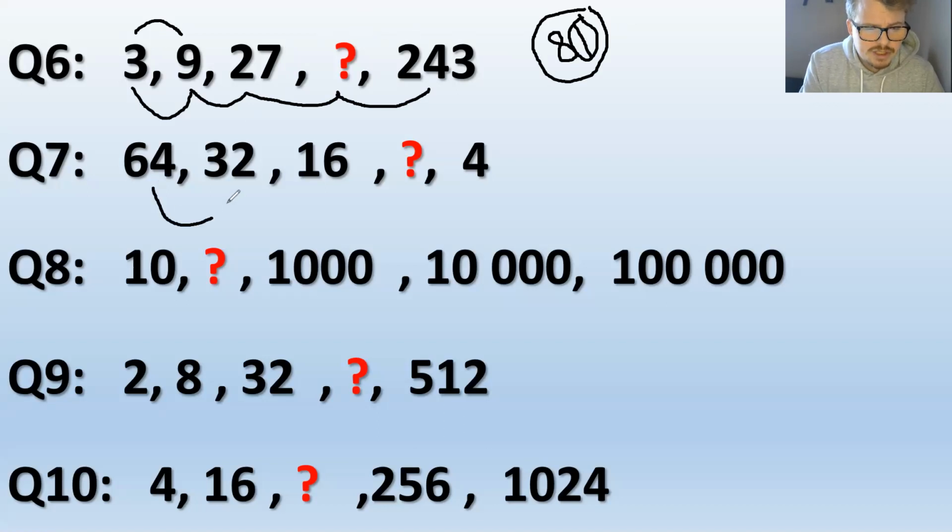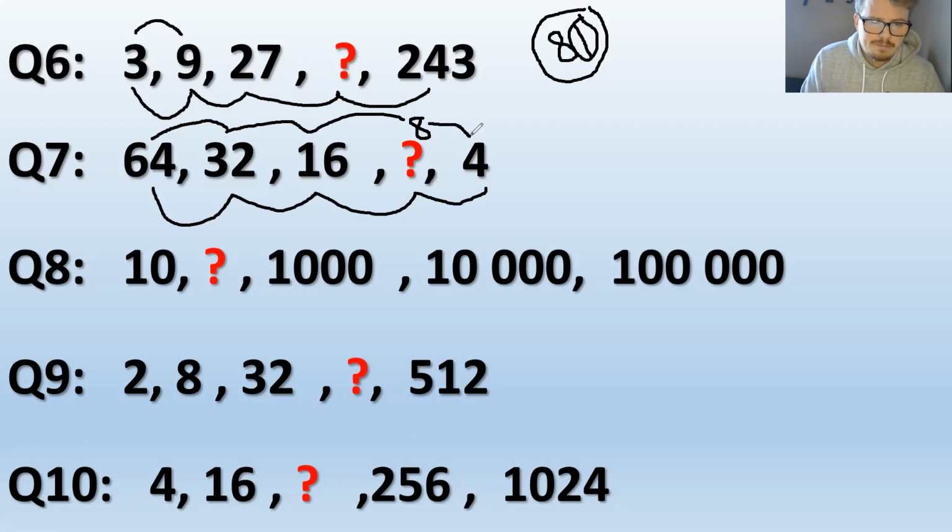The second question, you can see this time the value is getting smaller. It's decreasing. Okay, so 64 divided by what is 32? Well, it's half, isn't it? So it's divided by 2. 32 divided by 2 is 16. So I know that I'm dividing by 2. So 16 divided by 2 is 8. And you can check it by doing 8 divided by 2, which is 4.